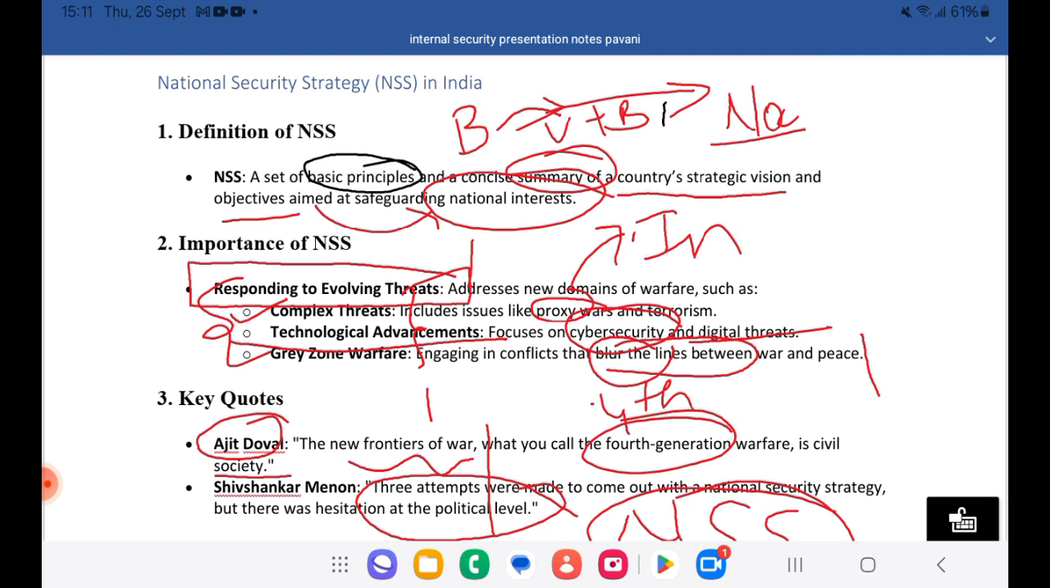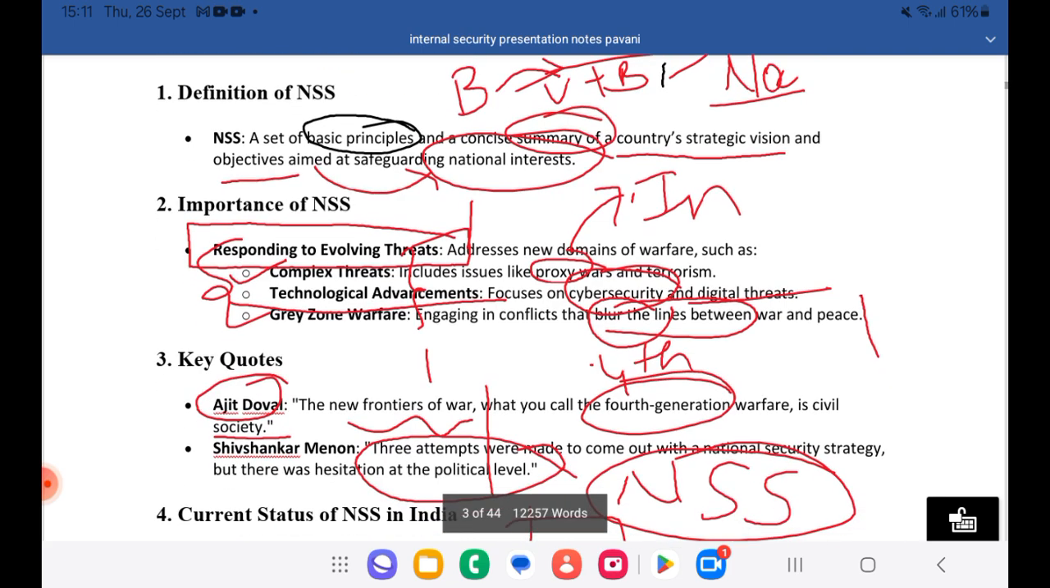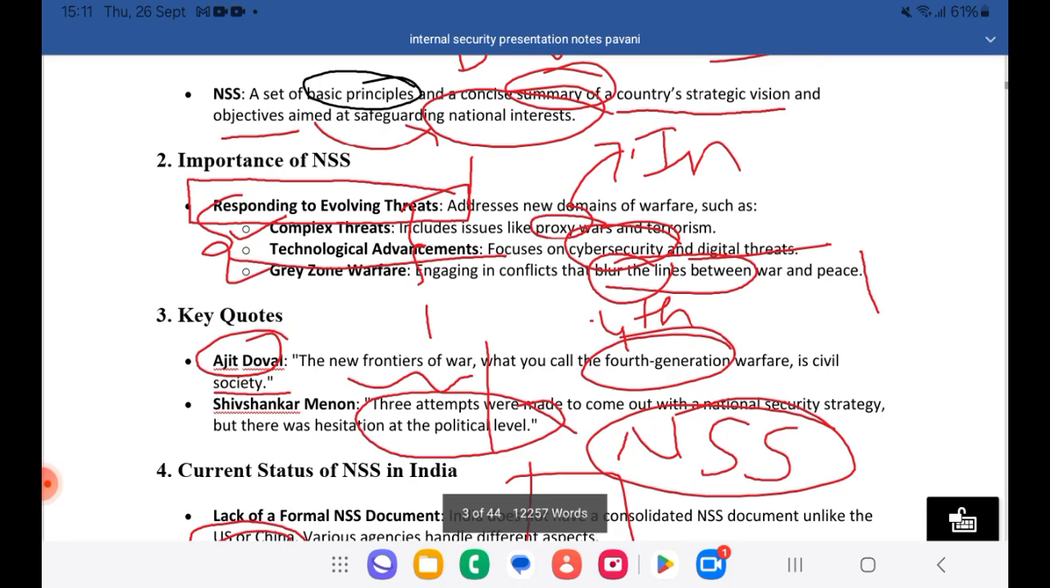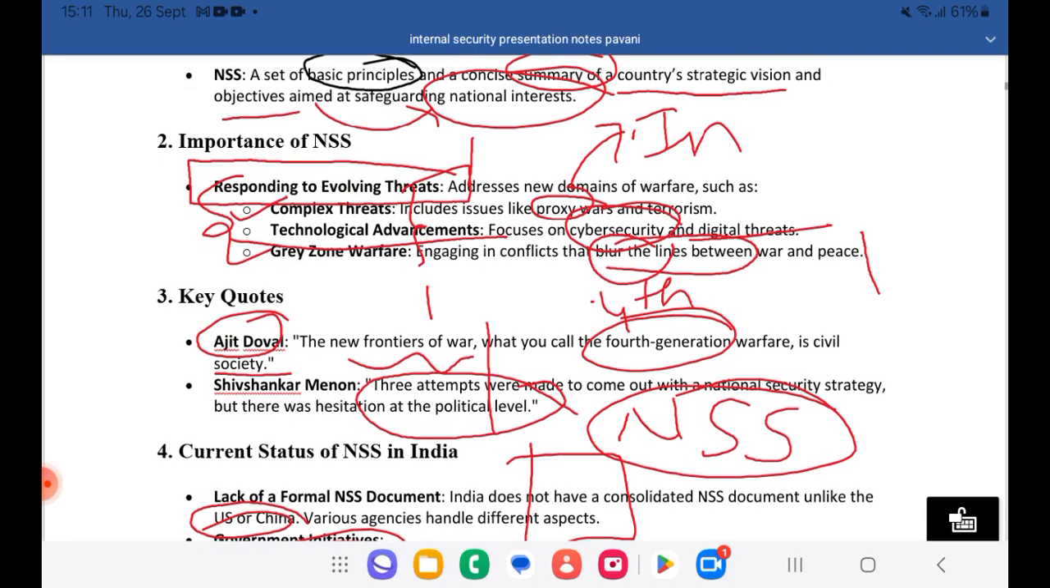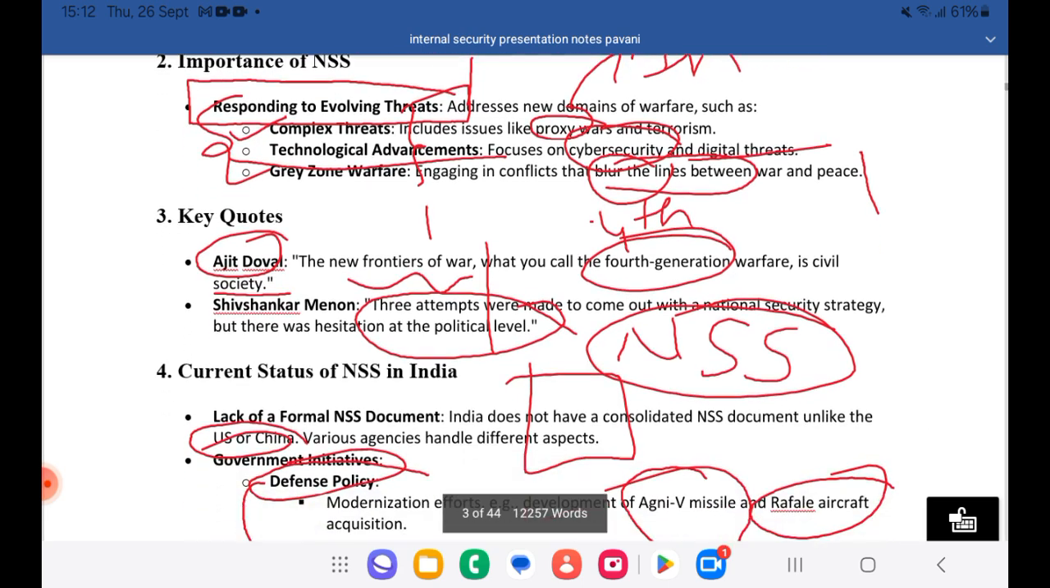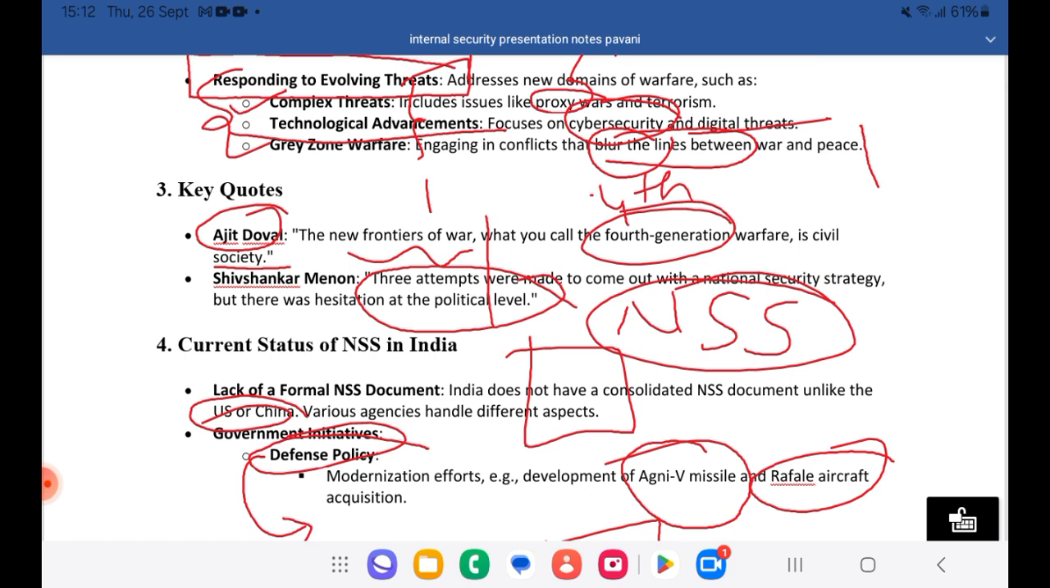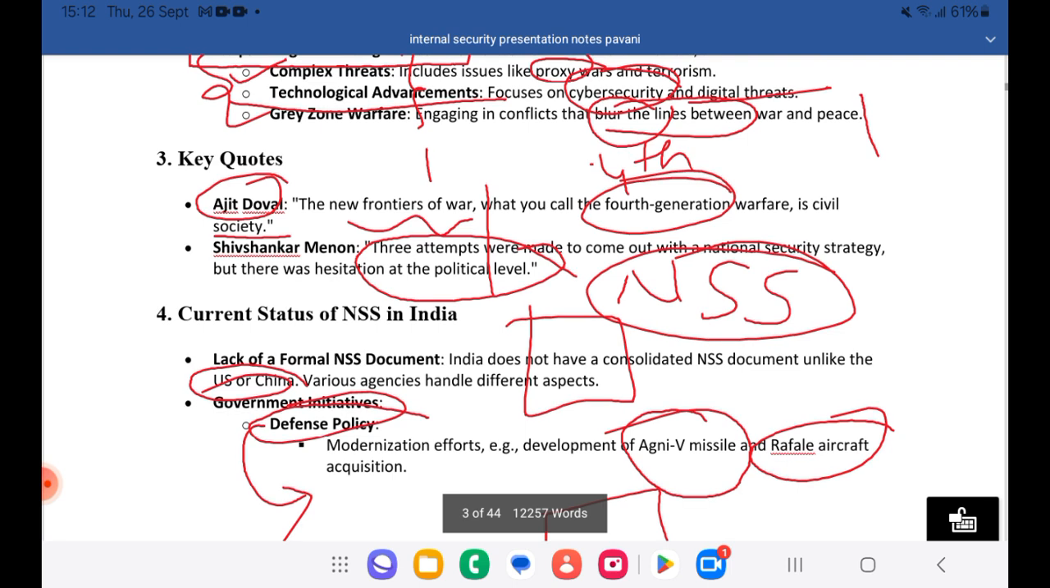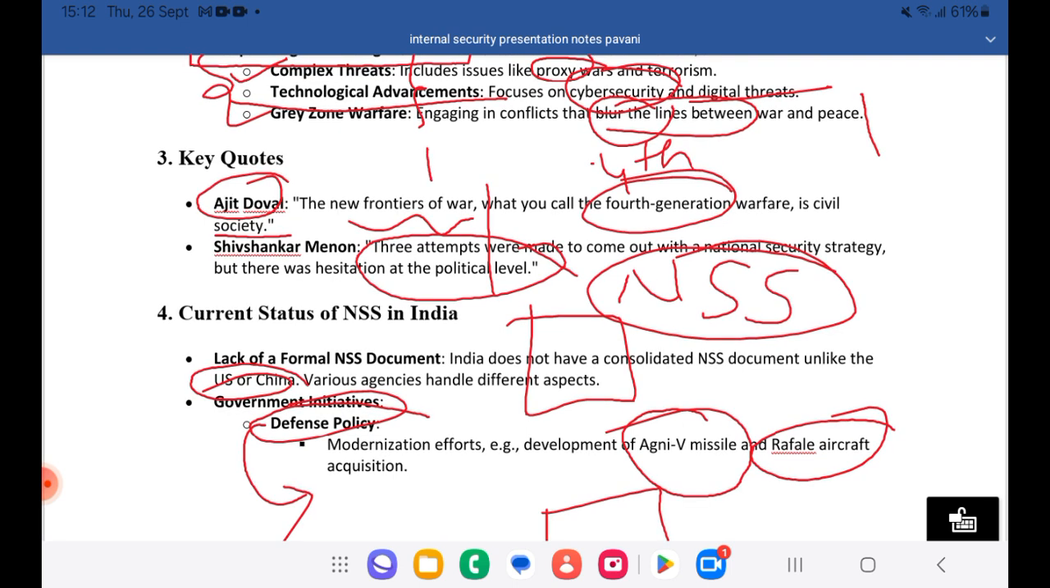In that I said the basic principle: it summarizes the country's strategic vision and objectives regarding safeguarding national interest, is what we defined it as. And then why we need it? Because of responding to evolving threats. What are those threats? We have complex threats like proxy wars, technological advancements and gray zone warfare. Accordingly we have read about the Ajit Doval quote. So what is it? The new frontier of war, what you call fourth generation warfare, is civil society.